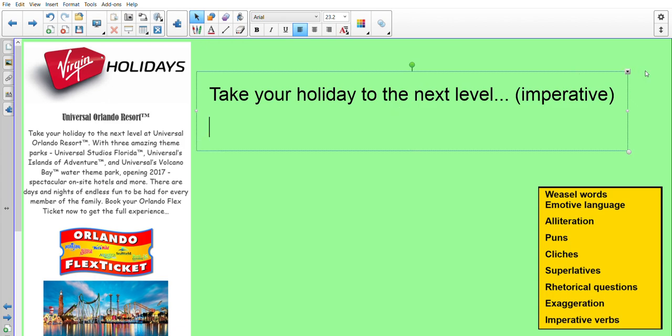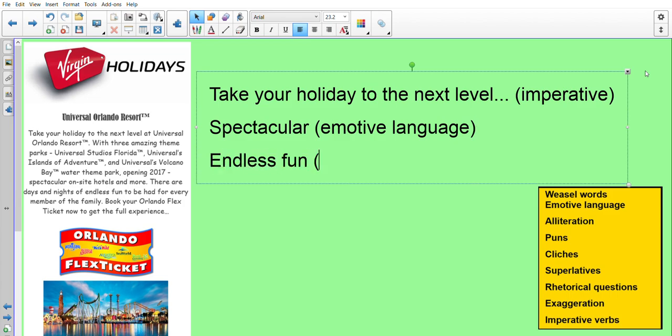With 3 amazing theme parks, Universal Studios Florida, Universal's Islands of Adventure, and Universal's Volcano Bay Water Theme Park opening 2017, spectacular on-site hotels and more. I like that, spectacular. I suppose that's emotive. It's just a strong adjective, really, isn't it? But that's something you could use in a text about Greece.